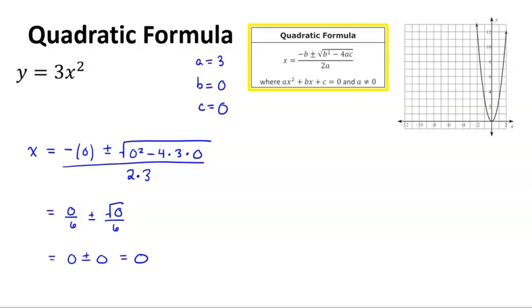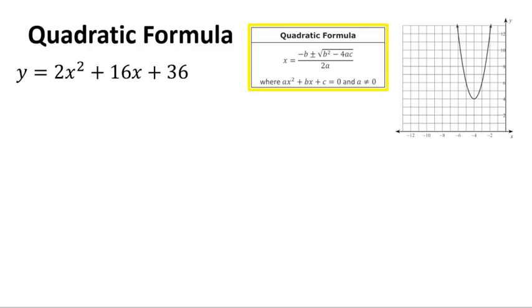We could have seen from a mile away that that would be 0. And from here, now that we're looking at the graph, we can see that we only have one solution here, and that's going to be 0. All right, trying out another one.